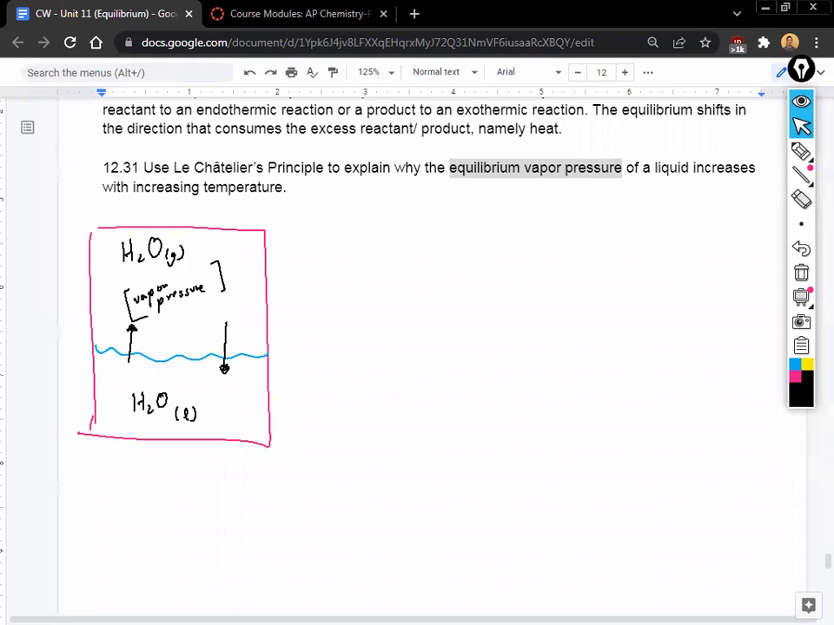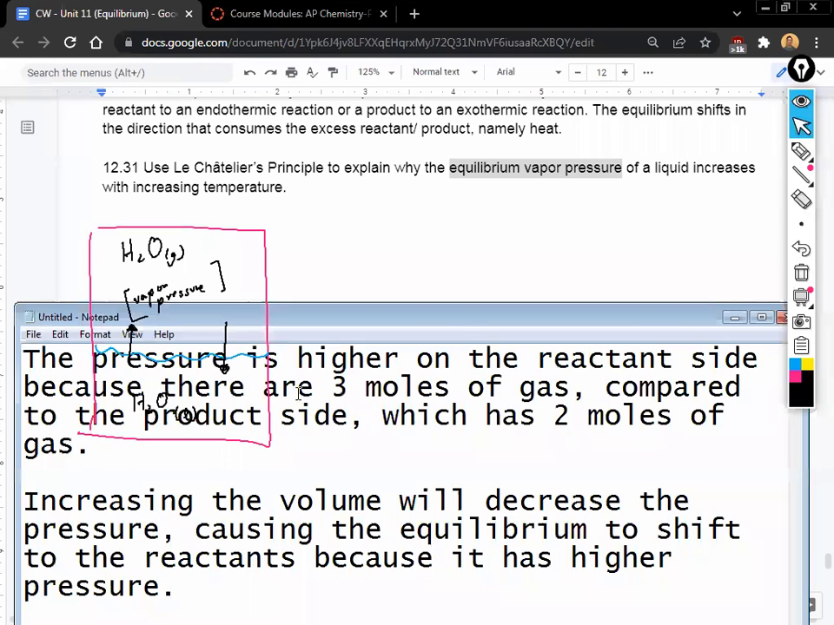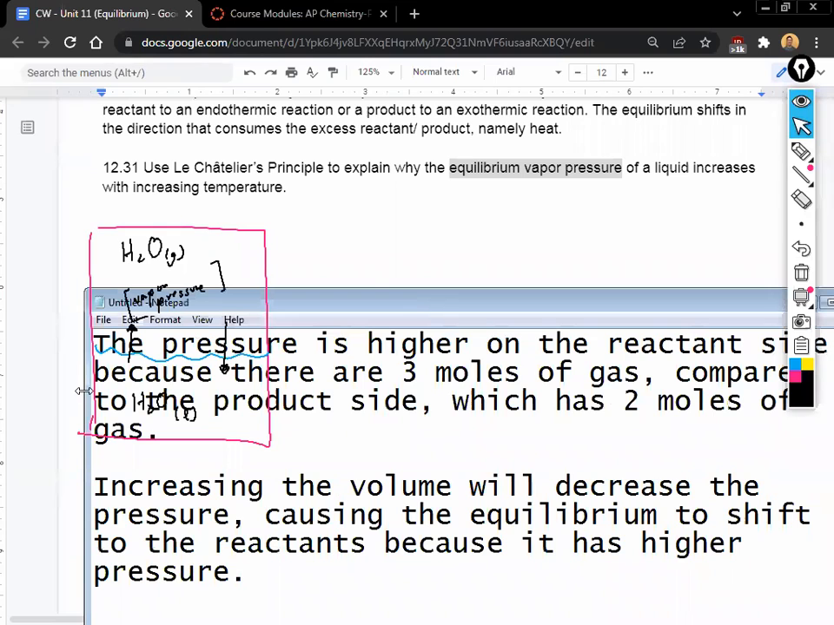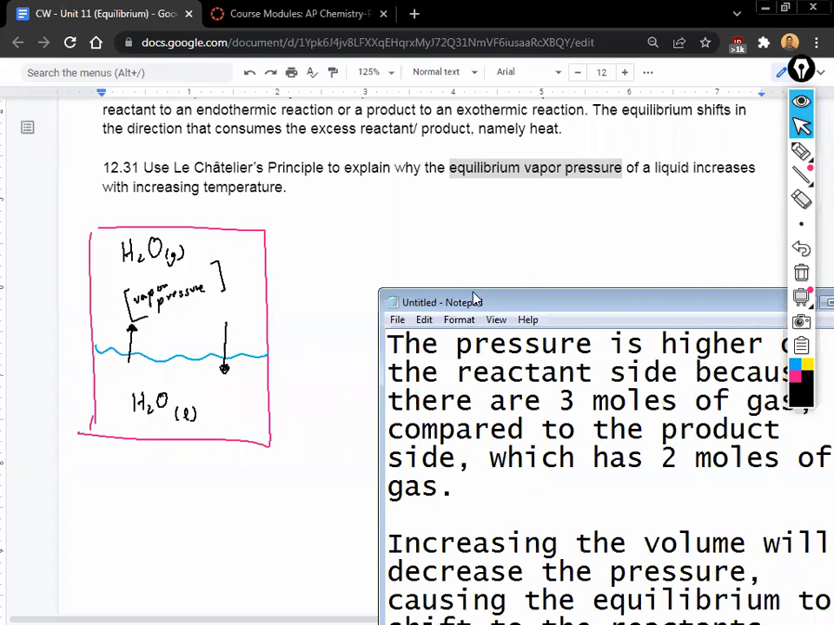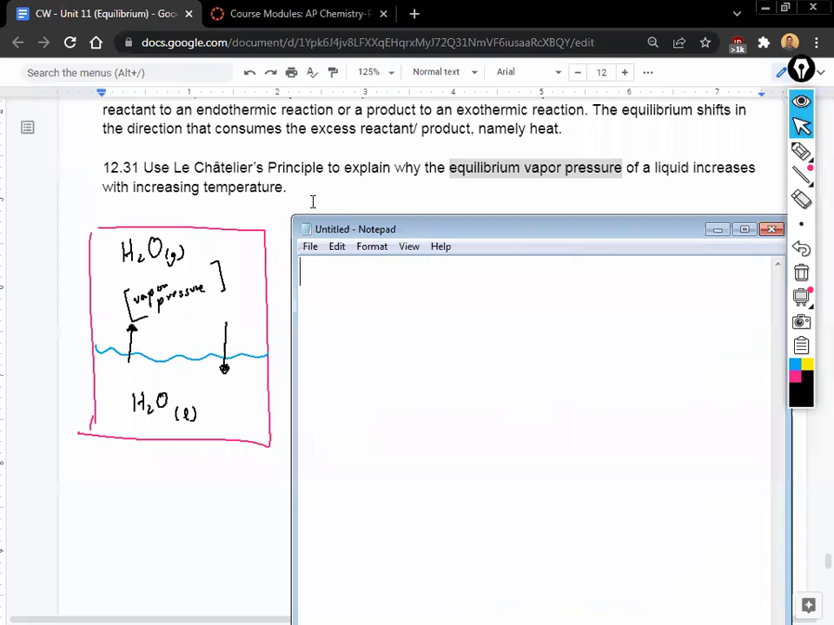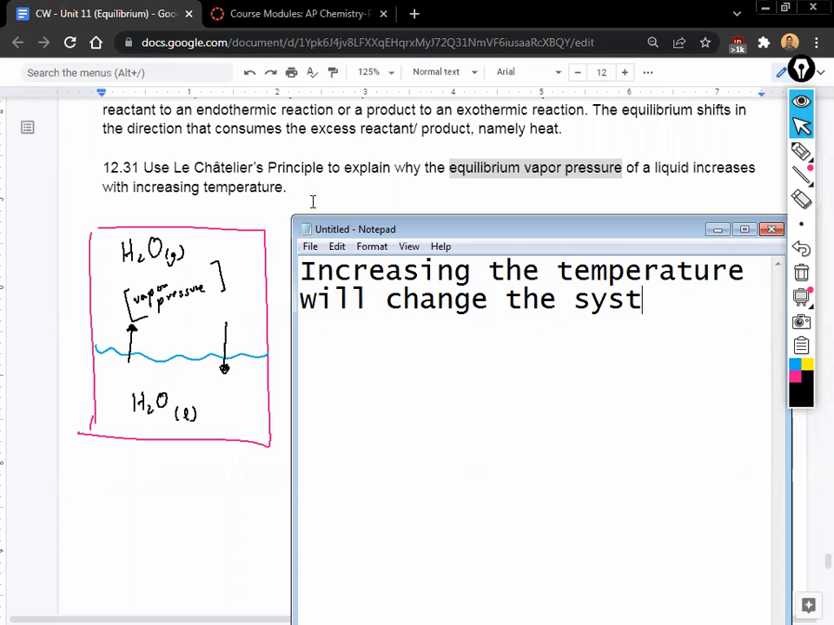So what we first want to do is identify what is going on. We understand what vapor pressure is, so let's try to explain why increasing the temperature will increase the vapor pressure. The first thing that's kind of obvious that we can write down is that increasing the temperature will change the system. You guys don't need to write this part down. I'm just stating the obvious: if you increase the temperature, it's going to change the system.